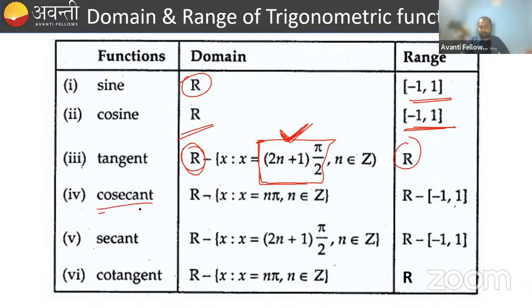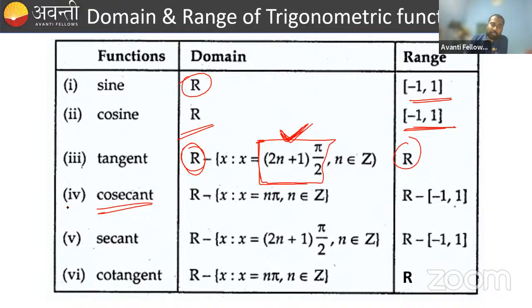And the domain of cosecant is R minus n pi, right? Integral multiples of pi. From the domain of cosecant, we have to exclude the integral multiples of pi from the set of all real numbers, right? And the range is R minus the closed interval of -1 to 1, right?